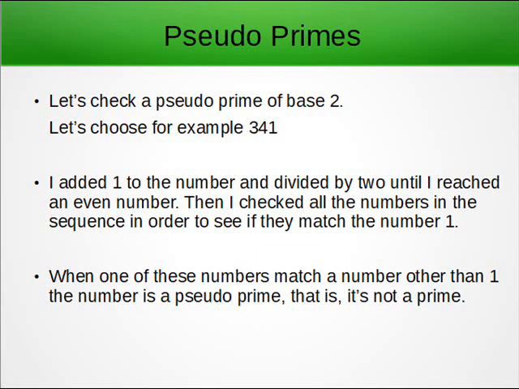Pseudo-primes. Let's check a pseudo-prime of base 2. Let's choose, for example, 341. I add 1 to the number and divide by 2 until I reach an even number. Then I check all the numbers in the sequence in order to see if they match the number 1. When one of these numbers match a number other than 1, the number is a pseudo-prime, that is, it's not a prime.